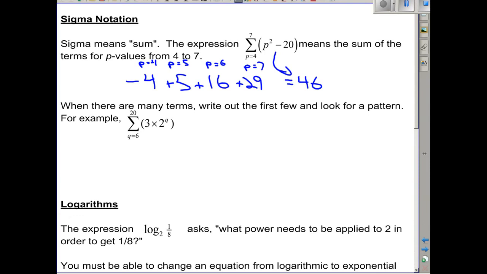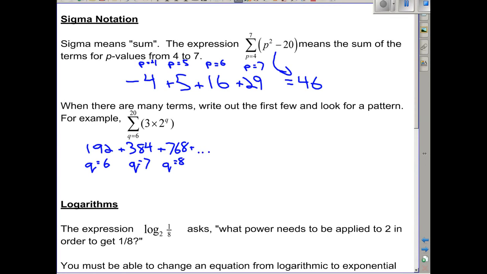All right, let's see what happens here if we have from q equals 6 all the way up to 20, 3 times 2 to the power of q. So if I put in q equals 6, I know that 2 to the 6 is 64 times 3 is 192. Okay, plus what happens when I have q equals 7. 2 to the 7th is 128 times 3 is 384. Q equals 8. Okay, that would be 256 times 3, or 768. And this is going to be a pain to keep writing.